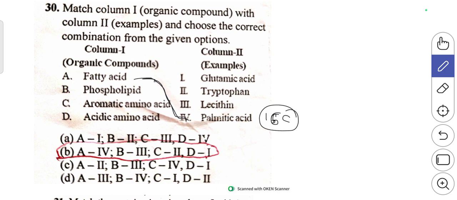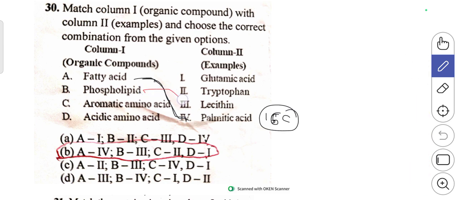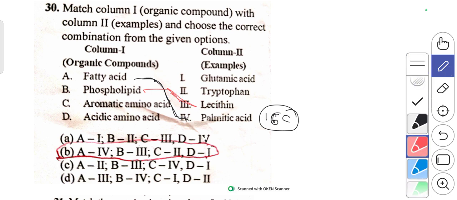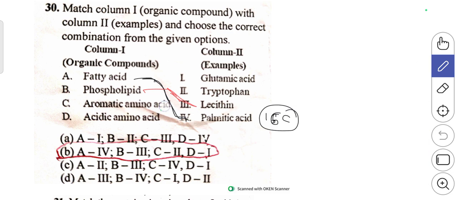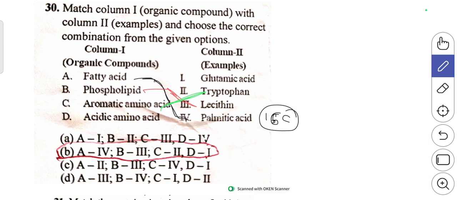Then for phospholipid, we come across lecithin. So lecithin is an example for the phospholipid. Then for aromatic amino acid, we have tryptophan, tyrosine. Here they have given tryptophan, so this one will be the right answer. Then for acidic amino acid, glutamic acid is the right answer. So hence, B is the right answer here.